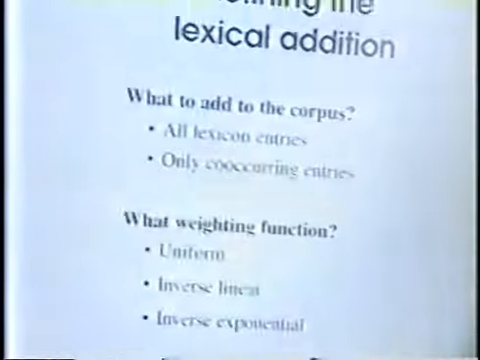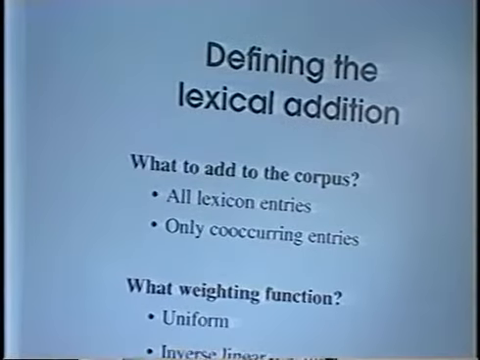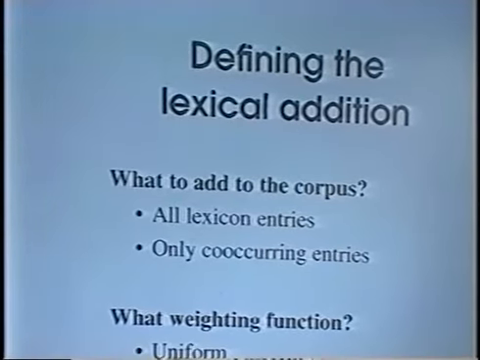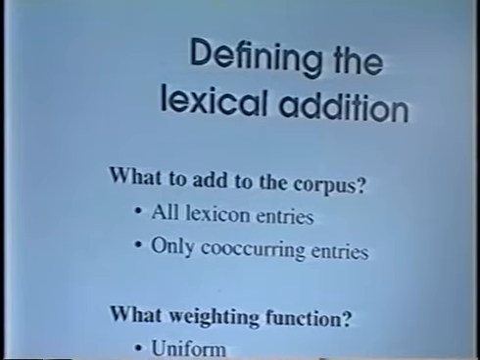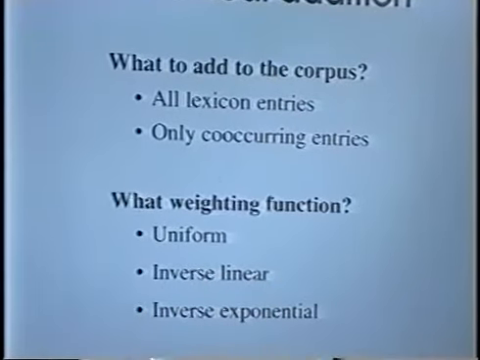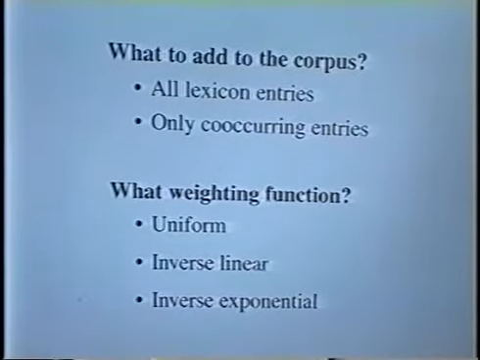Okay, so what can we put in the lexical addition? That is the question. We have a couple of different things that we can vary. One is what part of the lexicon to actually add to the training corpus. We can use all lexicon entries or only entries which actually co-occur in the training corpus. And the second thing we can vary is the weighting function. And we tried a number of different ones.